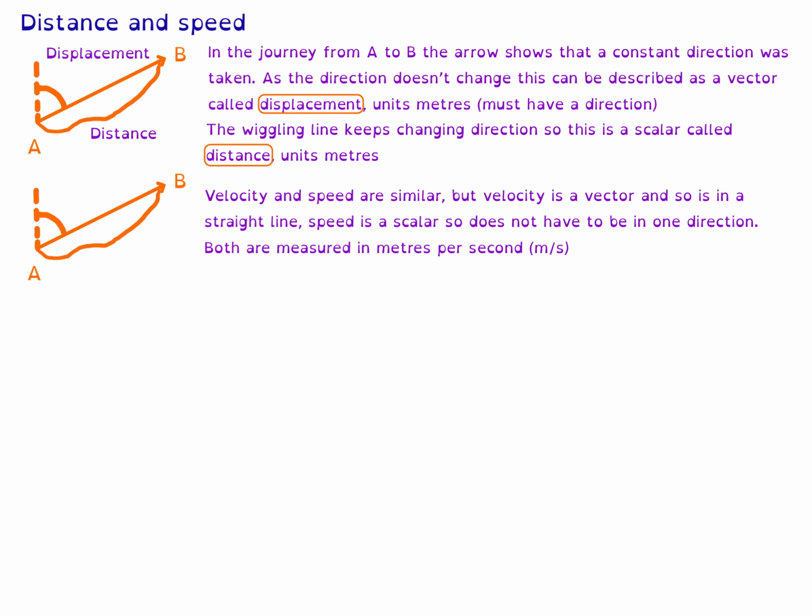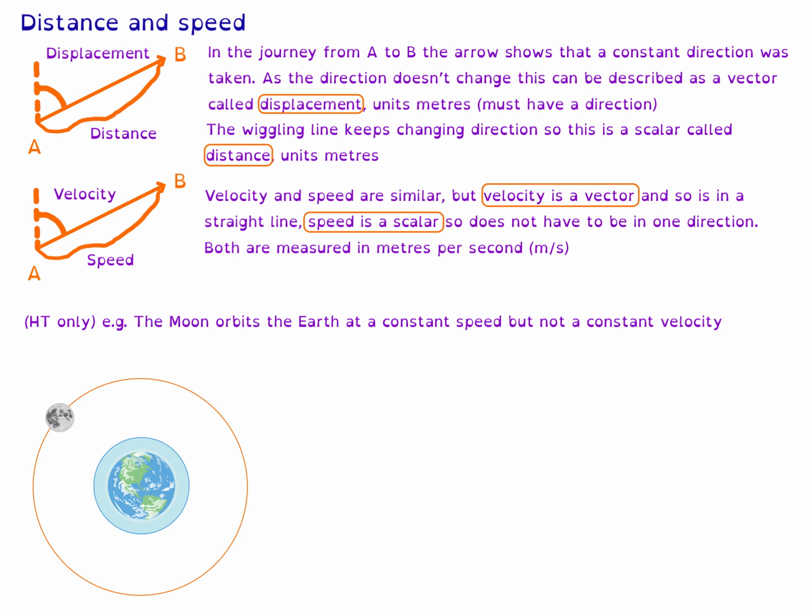Velocity and speed are similar, but velocity is a vector and so is in a straight line. Speed is a scalar, so does not have to be in one direction. Both are measured in meters per second. An example: the moon orbits the Earth at constant speed but not at constant velocity.